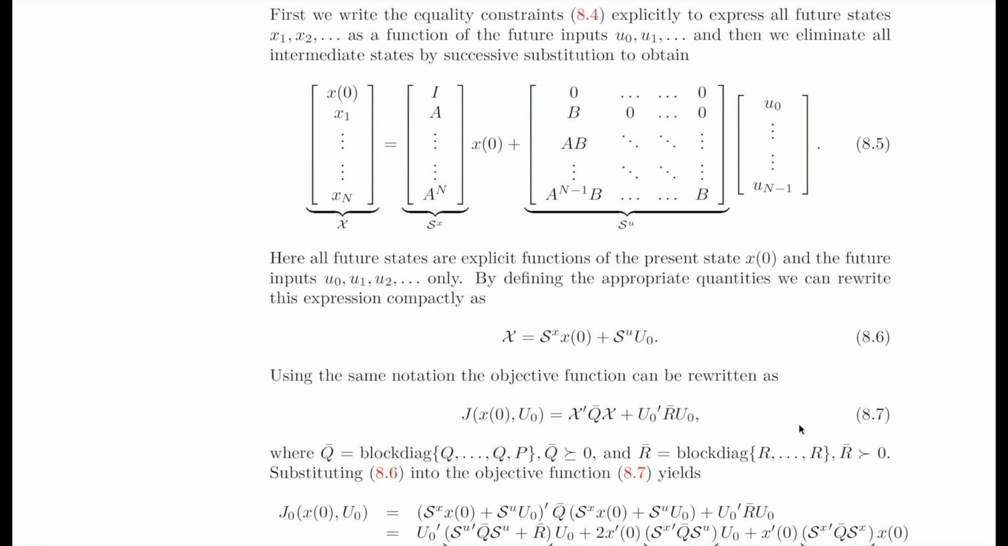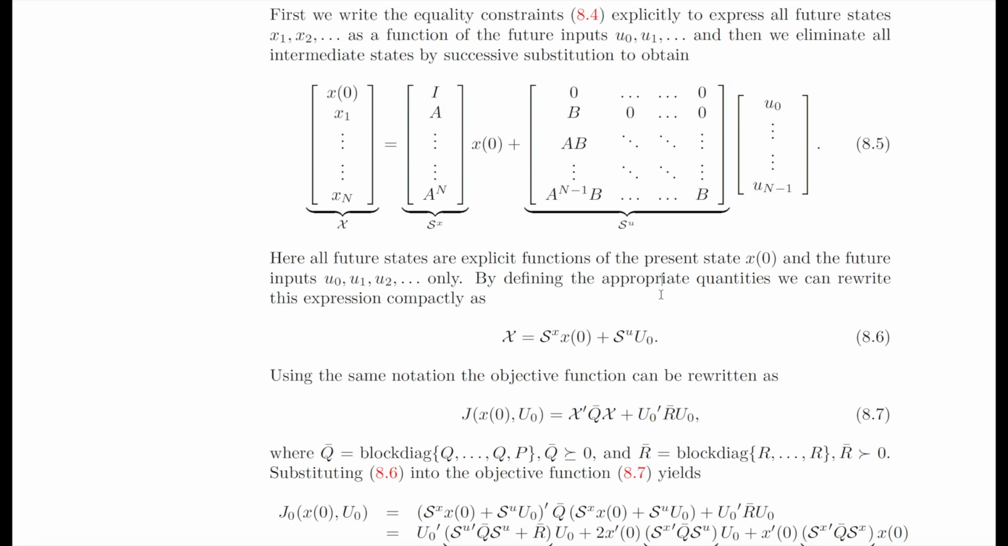We can change a little bit the notation. We can call this big X. We can call this upper script X, and so on. So we can write it in a compact form like this. As you see, we have this vector or matrix that depends on A. This matrix depends on A and B. And this is the initial condition or the present state. And this is the input vector that we want to find.